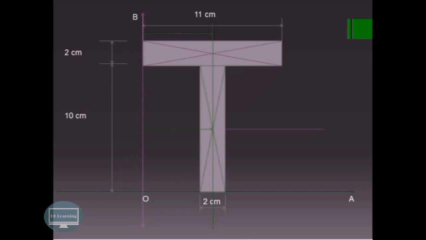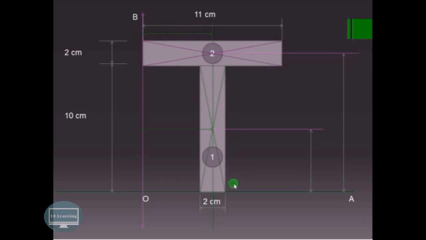Now we'll join the diagonals of this rectangle. So suppose this is our first section, and if we join these diagonals, they will intersect over here. So this is the centroid of the first section. Similarly, the diagonals of the second rectangle will intersect at this point, and that is the centroid of the second section. Now from the reference OB, the distance of the centroid of the first section is x1. Similarly, for the second section, this distance will be x2.